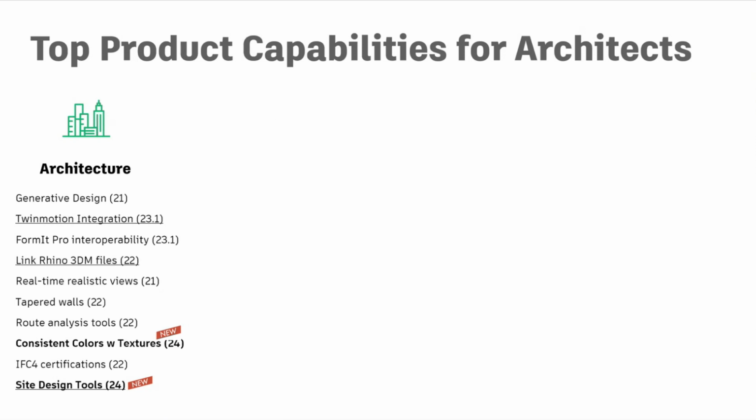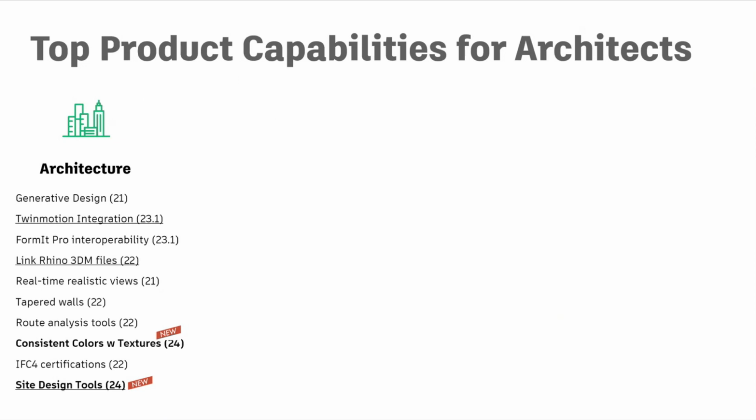So 2024, if we look at the top capabilities, and I'm focusing on architects, but I will cover some engineering stuff. So what we've done over the last few years is we don't just do one big major release. We do 2023.1s, 2s, 3s, and 4s, same as 2024. We'll update the product so you get these features quicker. So a number of things have come out over the last couple of years.